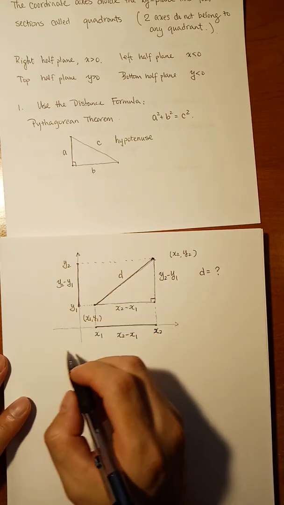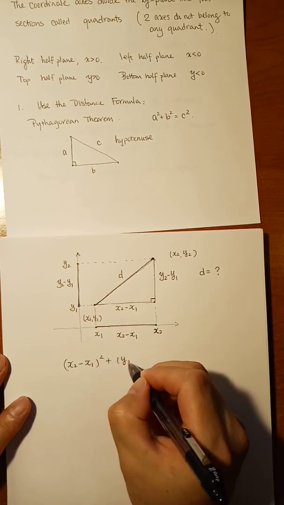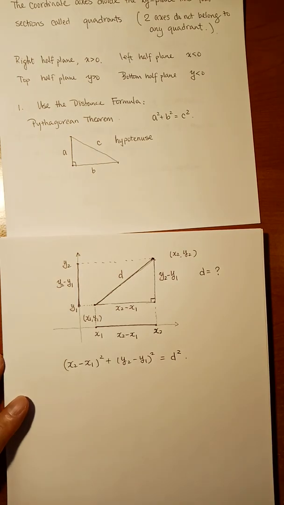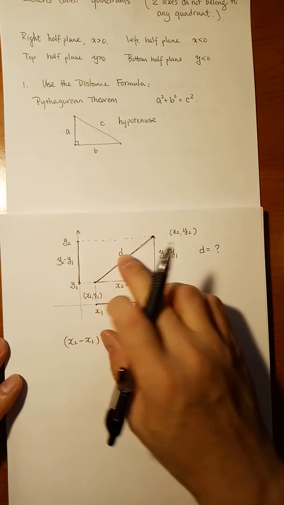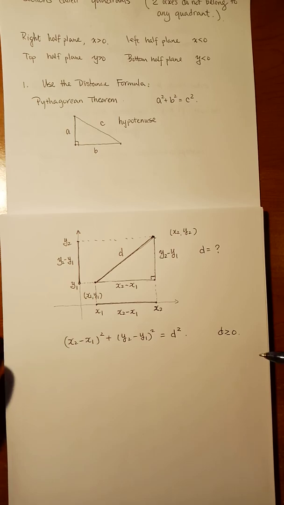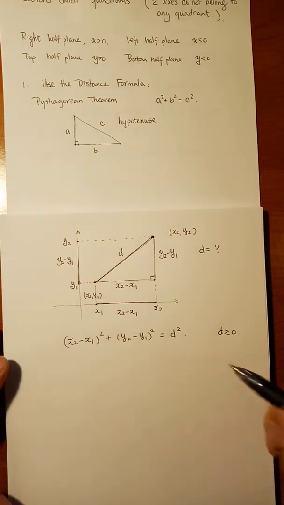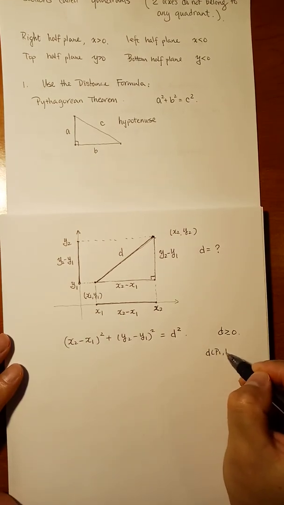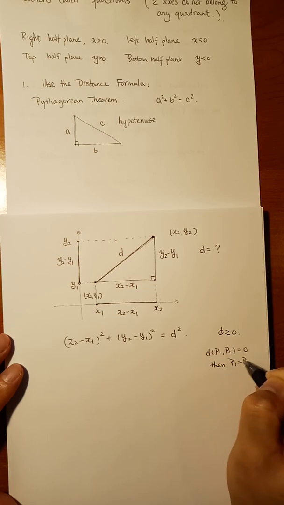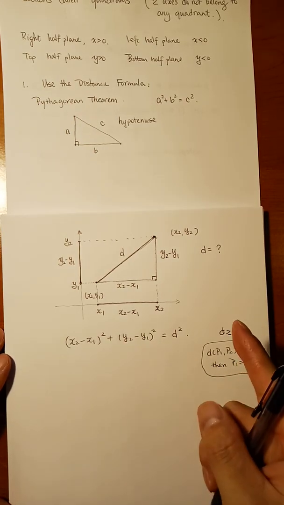So by the Pythagorean theorem, we know (x2 minus x1) squared plus (y2 minus y1) squared is equal to d squared. Right? And we know distance is non-negative. Distance is always greater than or equal to 0. If the distance of 2 points is 0, then those 2 points coincide. So distance of P1 and P2 is 0, then P1 is P2. Okay, distance could be 0 once you only have a point, not a pair.